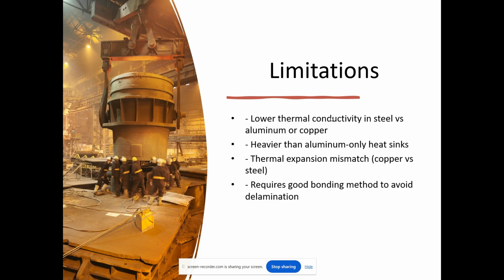So there could be a thermal expansion mismatch kati ya copper na steel kama we decide to use it as a heat sink, lakini requires a good bonding method to avoid delamination, right? Ili structures zisi detach from the copper base, right? Sababu hizi ni different materials.